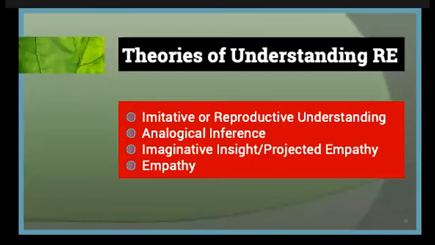So we come to the different theories of understanding religious experiences. First, we have the imitative or reproductive understanding. Second is the theory of analogical inference. And third is the theory of imaginative insight or projective empathy. And lastly, we have to consider the general theory of empathy as given to us by the philosopher Edith Stein.